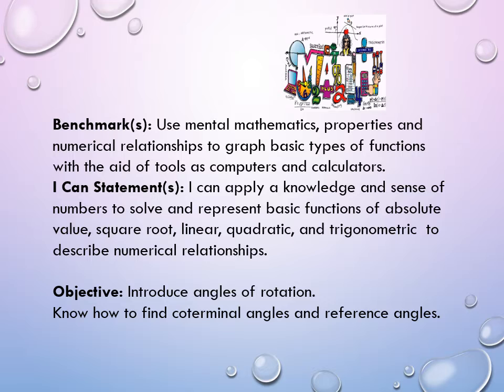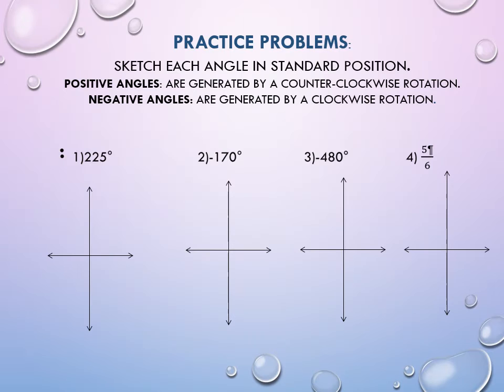The objective in this lesson will be to introduce the angles of rotation and to know how to find coterminal and reference angles. In past courses, you have been talking about angles being joined by a common vertex, and they have a degree of elevation or depression. And we have been talking about trigonometric ratios. Sometimes angles will not be able to fit on a triangle, just like we've been practicing with trigonometric ratios.